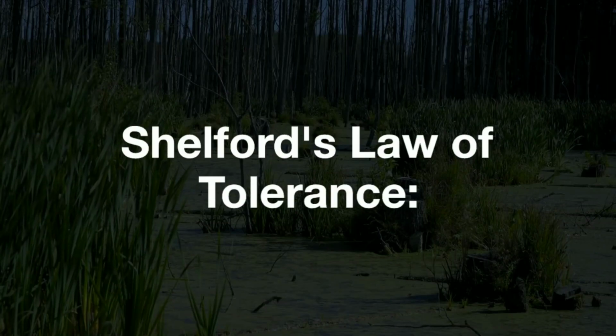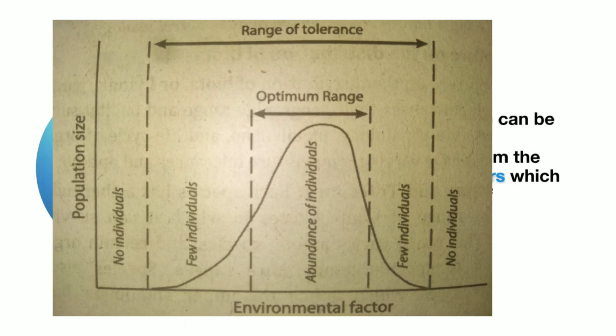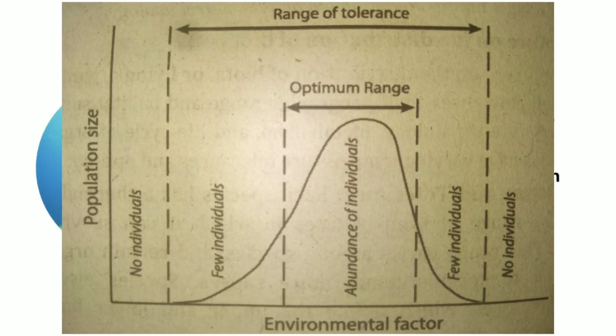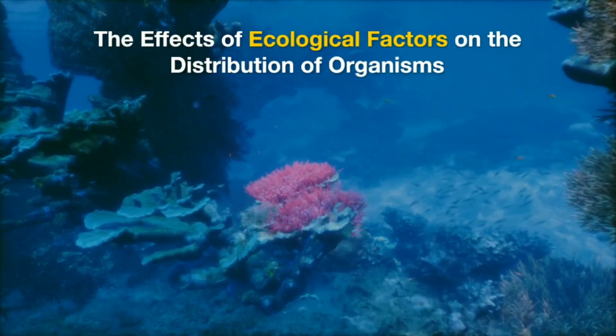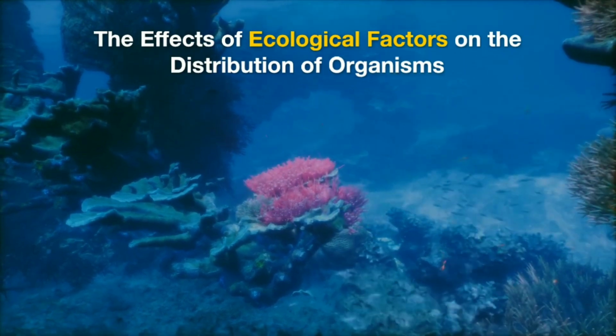Today we are going to study about the Shelford's law of tolerance. According to this law, the absence of an organism can be limited by the qualitative or quantitative insufficiency of various environmental factors which may come up to the limits of tolerance for that organism. The ecological factors have a great effect on the distribution of organisms.